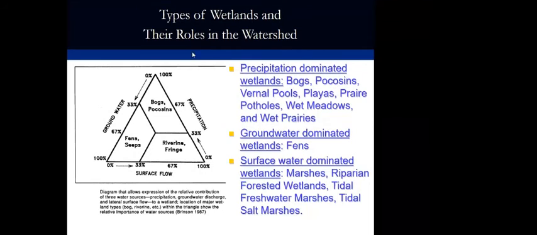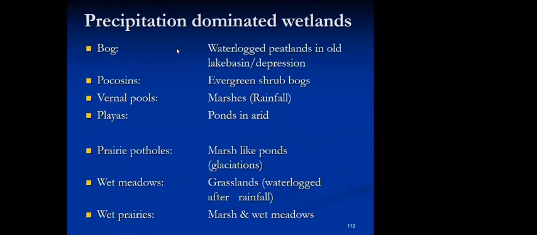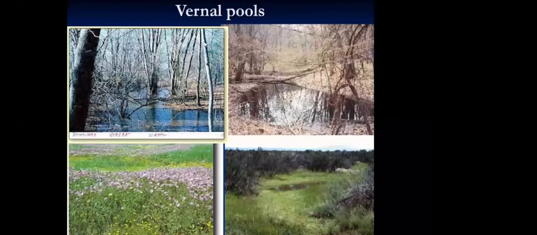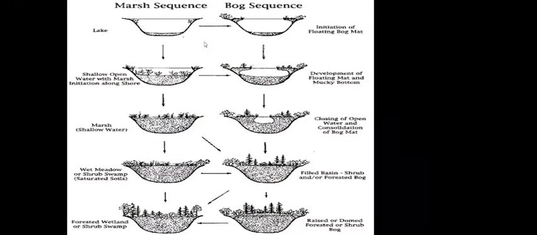So these are some of the wetland hydrological types. Based on that, we can see the names and how they look. This is a bog, vernal pools, wet meadows, wet belt, and of course, these are all downloaded photographs from the study area.